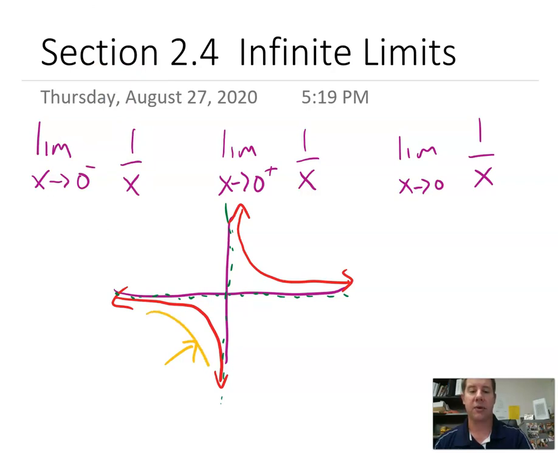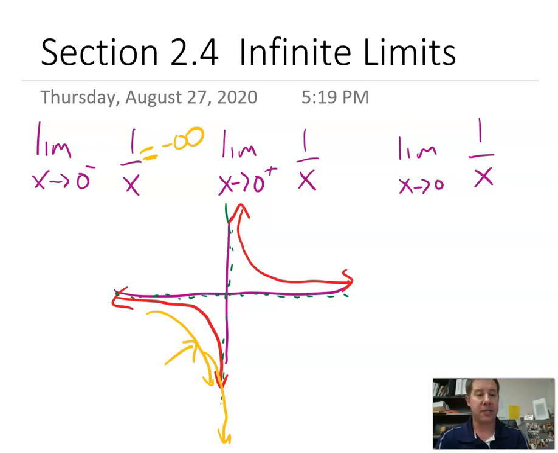I'm looking right here at this piece. As I approach 0 from the left, it looks like the graph is approaching negative infinity. It's getting smaller and smaller. I'm not approaching a single y value. As I go in there, I'm getting closer and closer to the y-axis, and I'm going down and down forever. So I'm not getting a single value. I'm going to negative infinity.